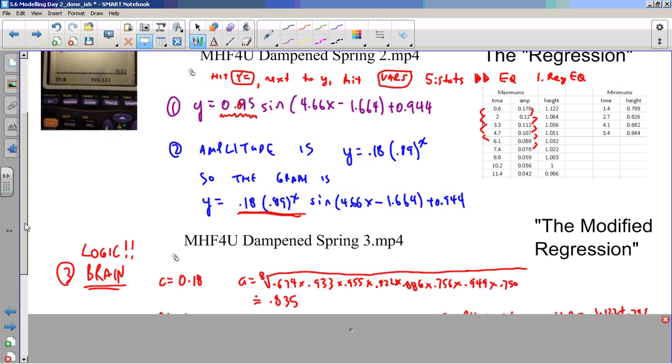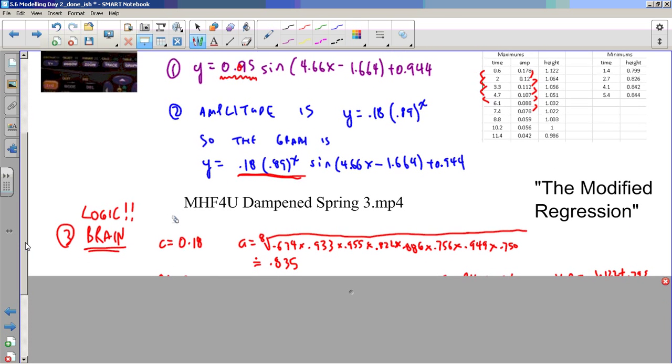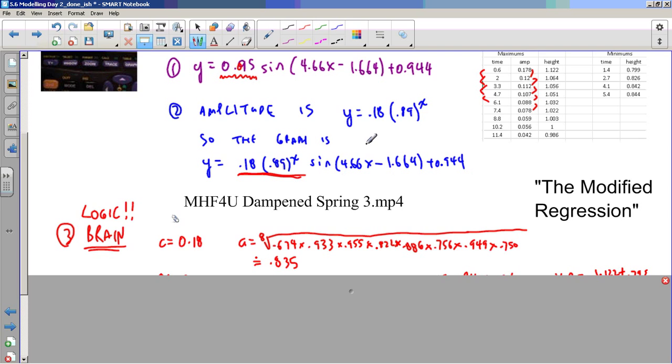That's the decay value. It's 84% of its amplitude it's keeping. But what about the sine function? How do I get all this crud? Well, we're pretty good at this, right?